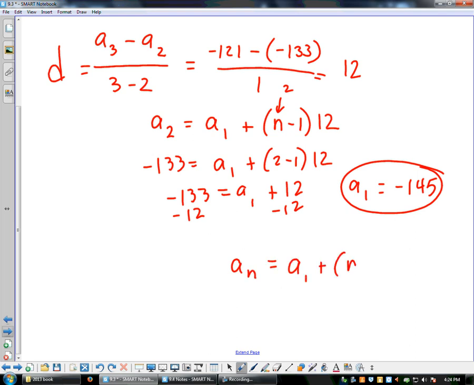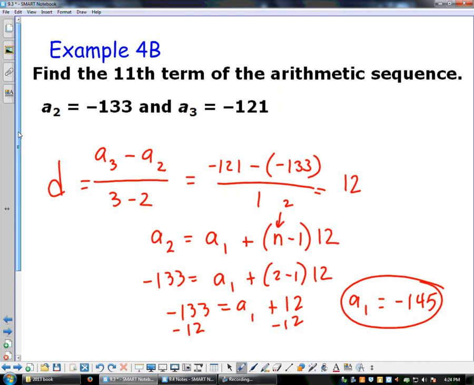a sub n equaling a sub 1 plus n minus 1 times d. So a sub n in our case is going to be equal to our first term, which we found, negative 145, plus n minus 1 times our common difference of 12. And we can use that to find the 11th term, which is what we're trying to find.